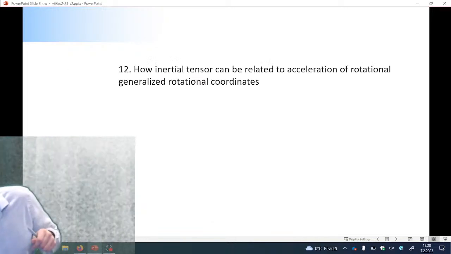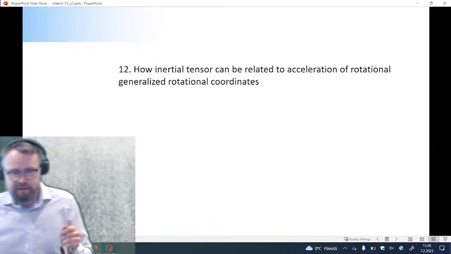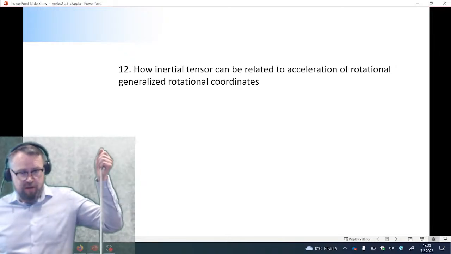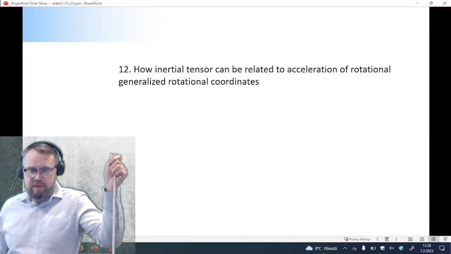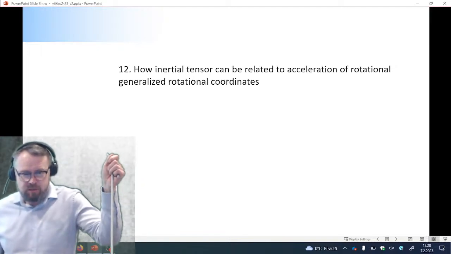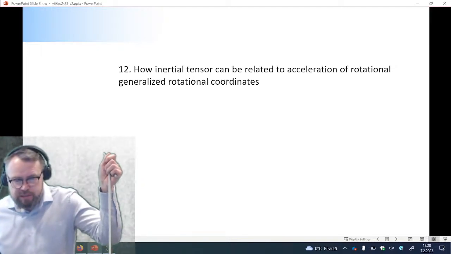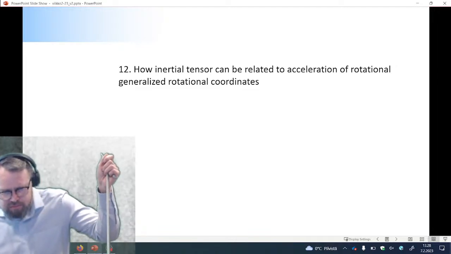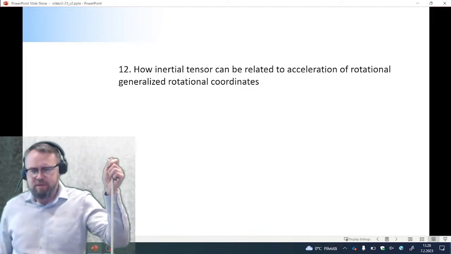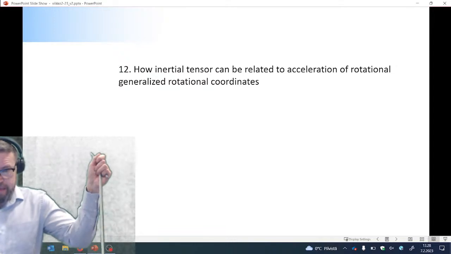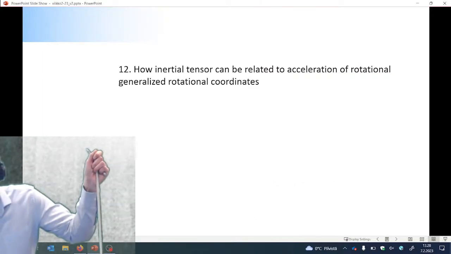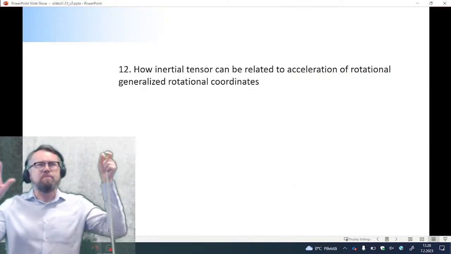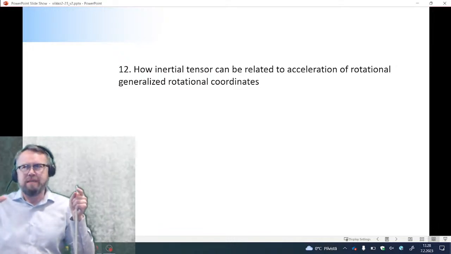Okay. So this is a big, very difficult question. How can the inertia tensor be related to the acceleration of rotation, the generalized rotational coordinates? That's a typing mistake, sorry about that. But anyway, the inertia tensor, that's the one question. I think there was another one too. No, that's not the one. Okay, that's what I'm asking here.